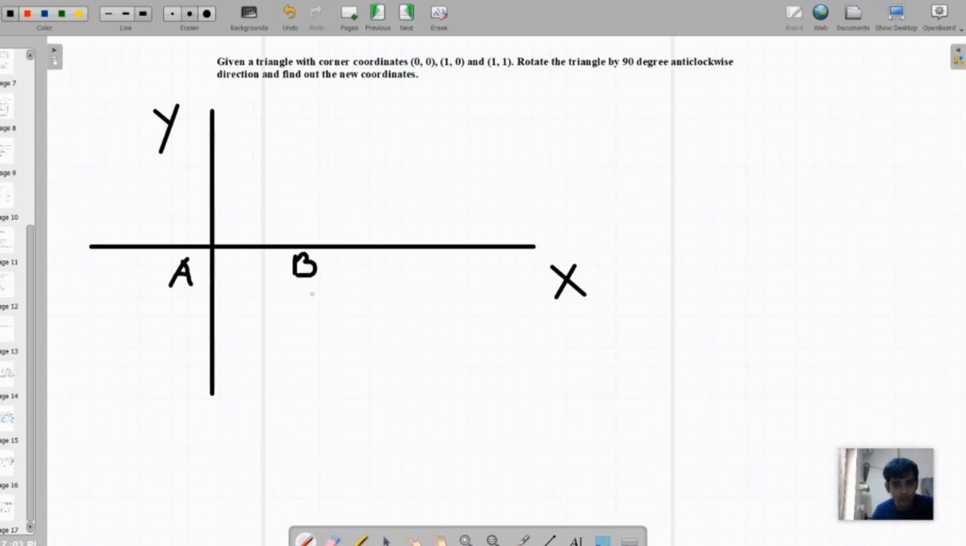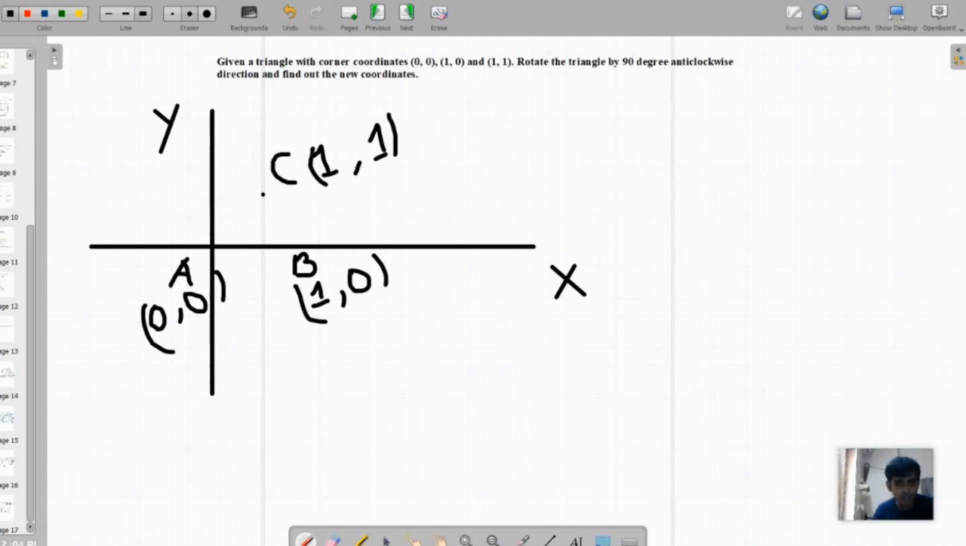B, and the coordinate for B is 1, 0 as per the problem statement, and the coordinate for the starting point is 0, 0, located at the origin. The third vertex is located at 1, 1. That means, if I'm not wrong, 1 then 1, it is somewhere here. Say this is C, and the coordinate for C is 1 and 1 as per the problem statement.